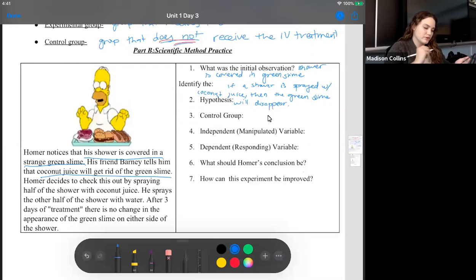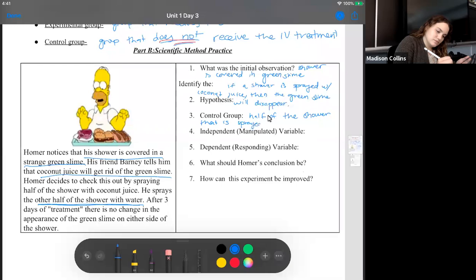So what is our control group here? Well, remember, control group does not receive the independent variable treatment. So the control group here is going to be the shower that does not receive that coconut juice, or the half of the shower that is sprayed with water. All right, next up, we've got the independent variable. Remember, this is the one that is manipulated or changed. So the variable that's being changed here is the coconut juice.